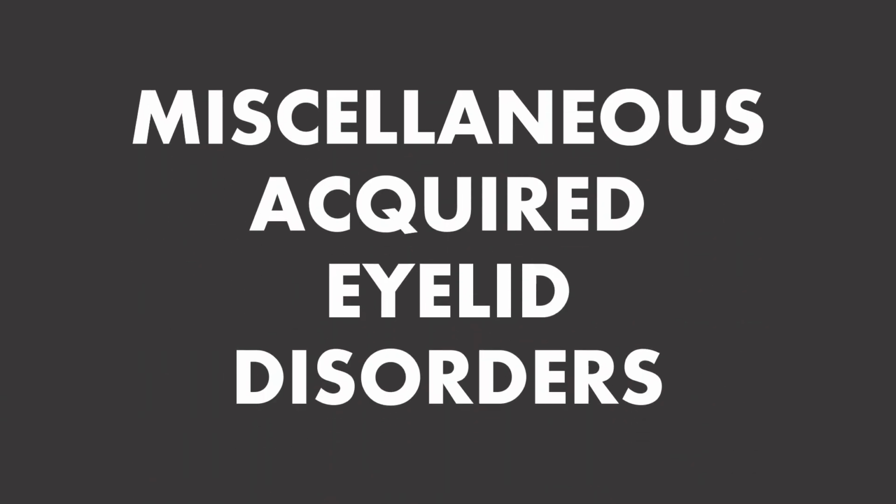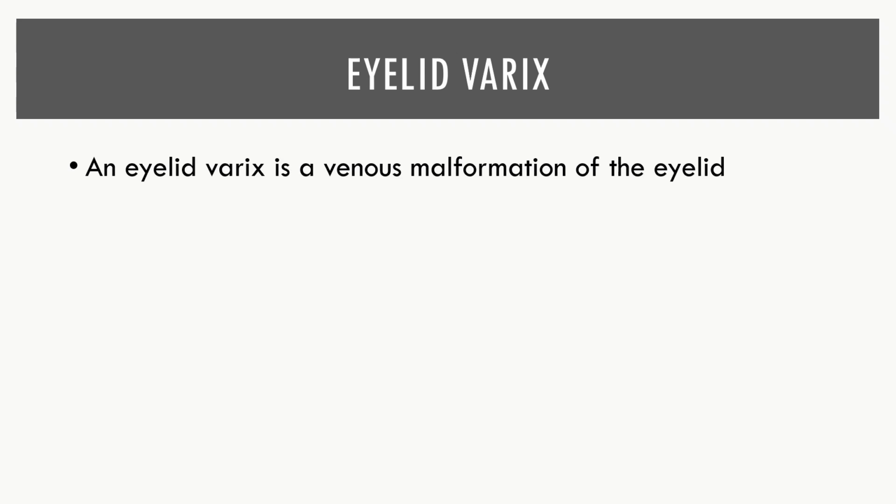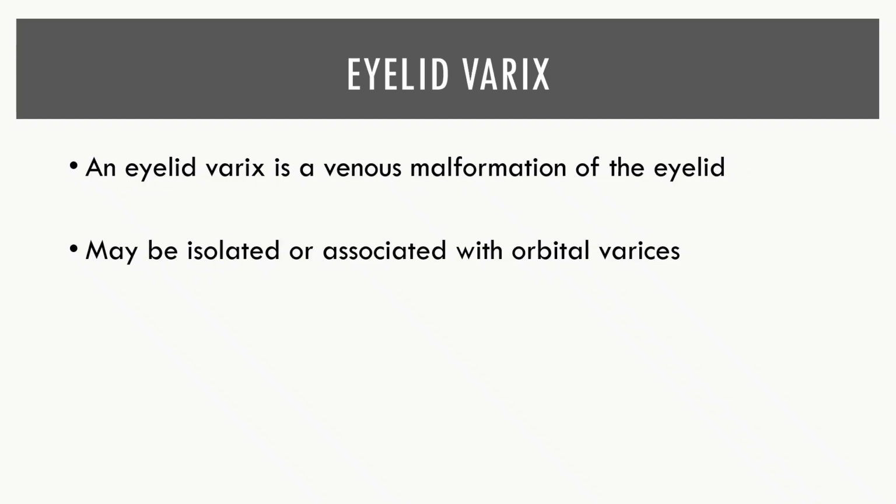In this video, we will discuss miscellaneous acquired eyelid disorders. These include conditions that do not fit into ptosis, entropion, or ectropion categories. Eyelid varices are venous lesions and should not be mistaken for pigmented or solid tumors. An eyelid varix is a venous malformation of the eyelid. It may be isolated or associated with orbital varices.